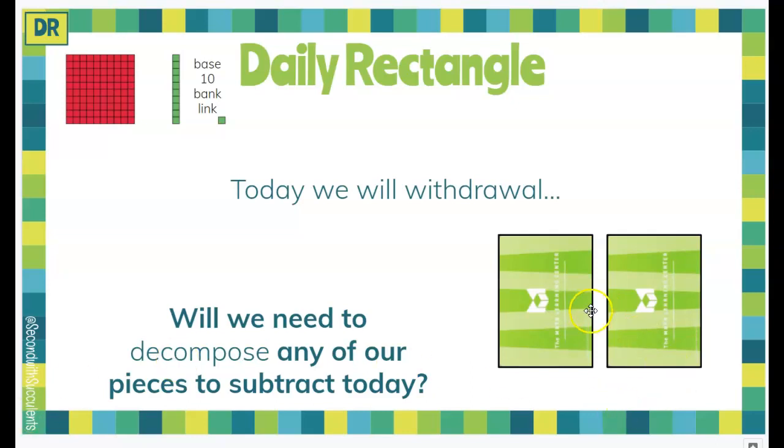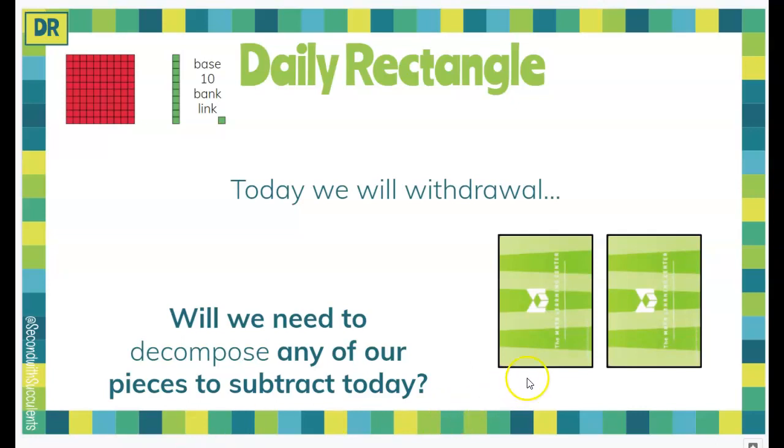Today, we will use our number cards to see how much we will take away or withdraw from our checking account. Remember, we have 2 stacks of number cards. The first stack will show us our tens. Those are number cards 1 through 3. And the second stack will show us our ones. Those are number cards 4 through 9.